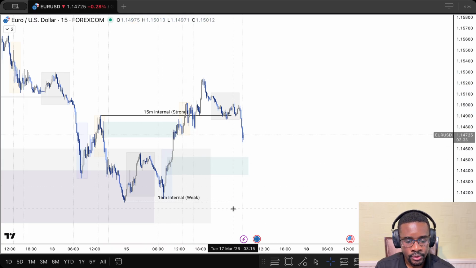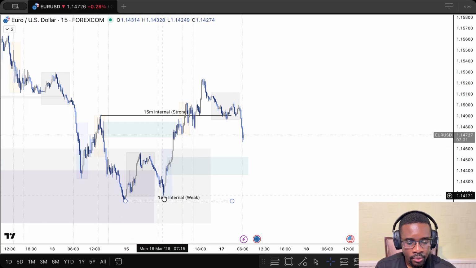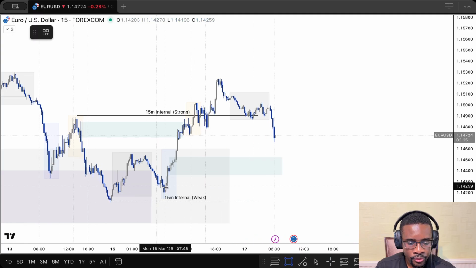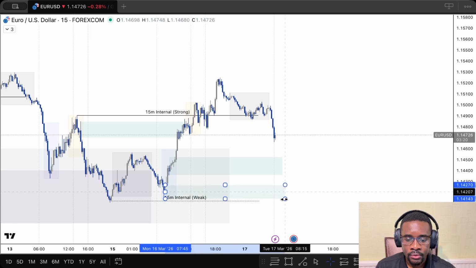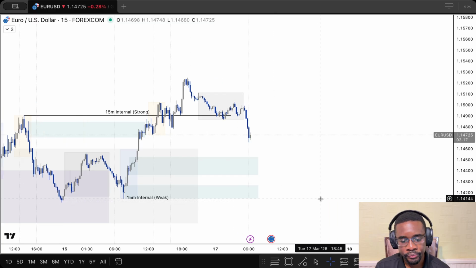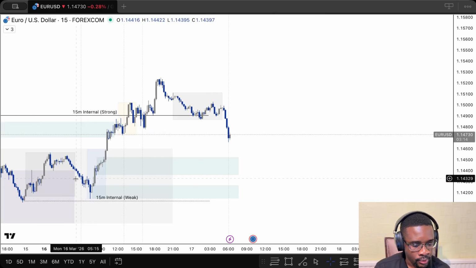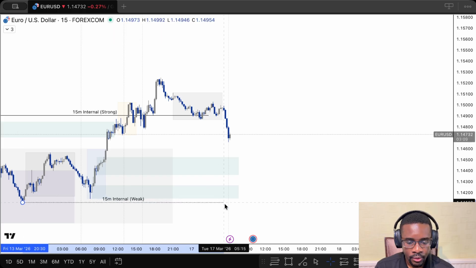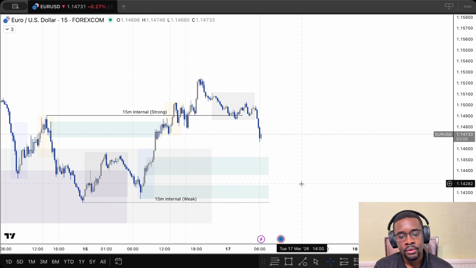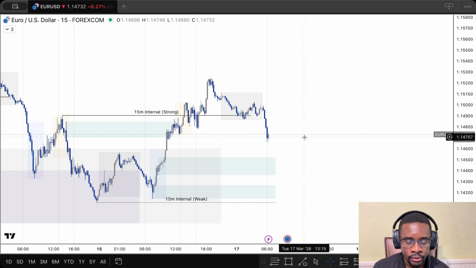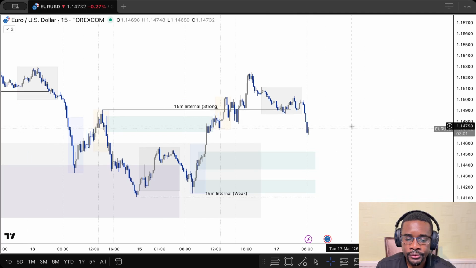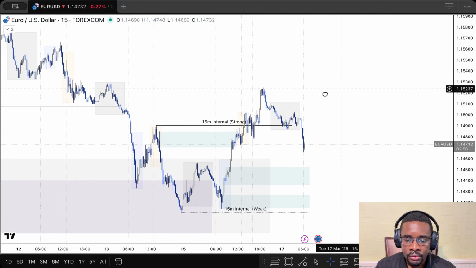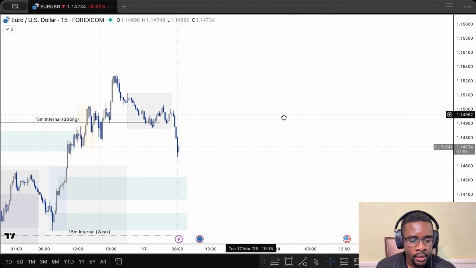So we could look for longs, or we may wait at the extreme. So we may wait at the extreme. This is where I might be looking, I might be looking from around there, to jump in for quick 3-hour trades. 3-hour longs. So that's what I'm seeing right now.